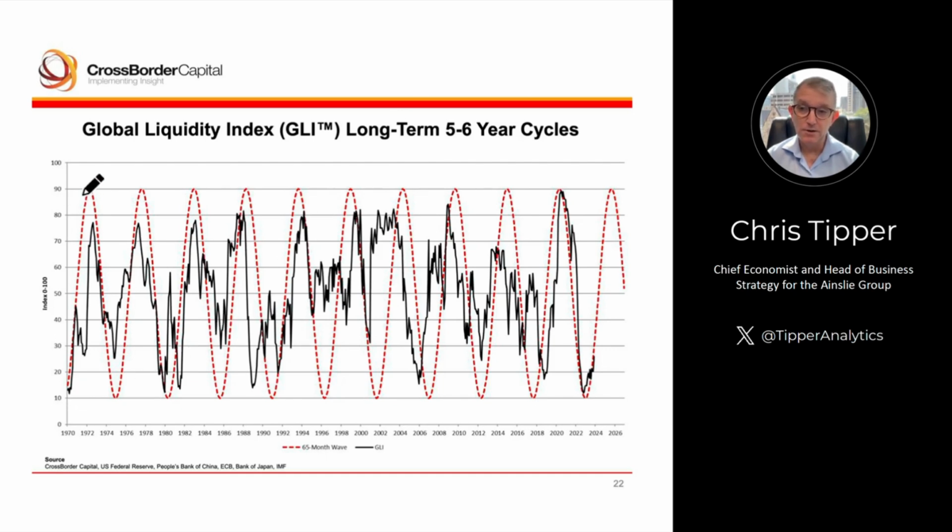You can see there's been very consistent periods where the underlying, which is the actual Global Liquidity Index, is pretty much consistently following the overlaid red dotted line, which is just a sine wave indicating roughly 65 months, or every 5 to 6 years, that we go through a complete cycle. And you can see, particularly in the latest data here, we've been very consistently following that cycle right down from the high that we experienced around the period of COVID through to the low that we experienced at the end of 2022.